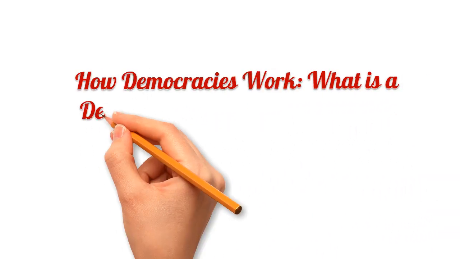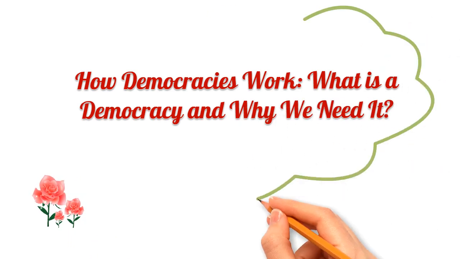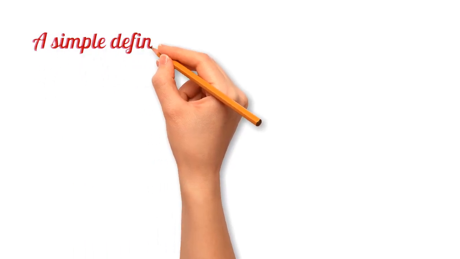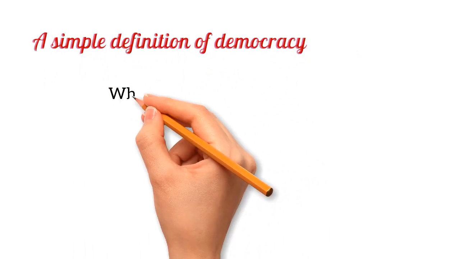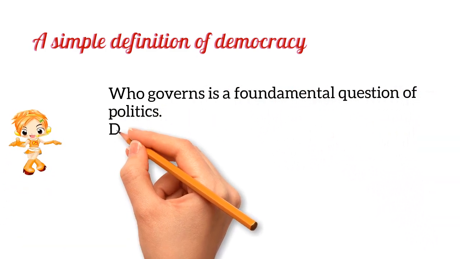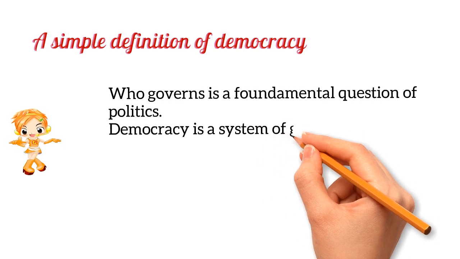How democracies work. What is a democracy and why we need it? A simple definition of democracy. Who governs is a fundamental question of politics. A democracy is a system of government in which the people govern.